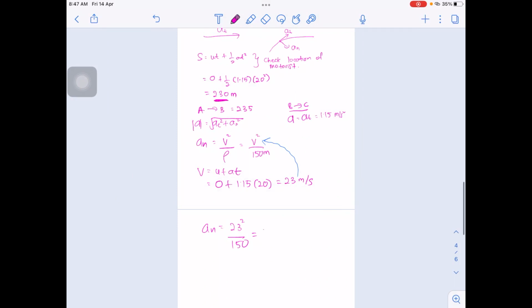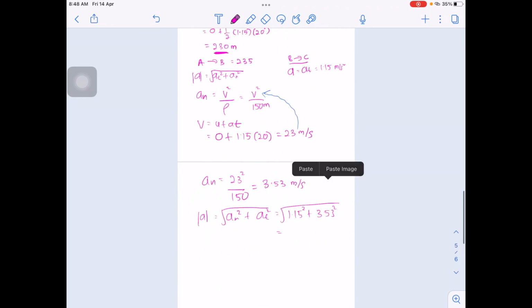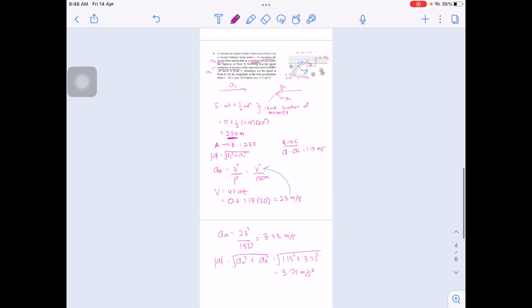3.53 meter per second squared. So your A magnitude is the square root of AN squared plus AT squared, which is 1.15 squared plus 3.53 squared. Then 3.71, which is the same as the answer. 3.71 meter per second squared. Okay, can?